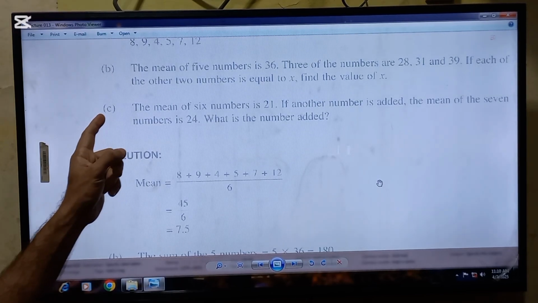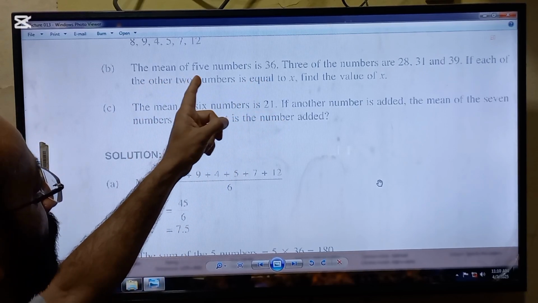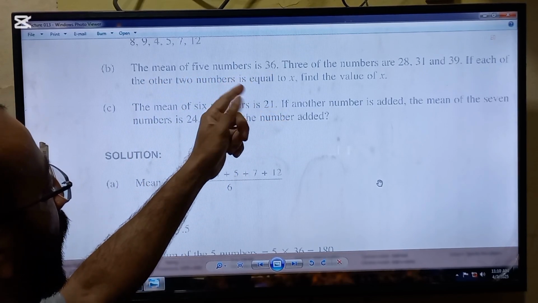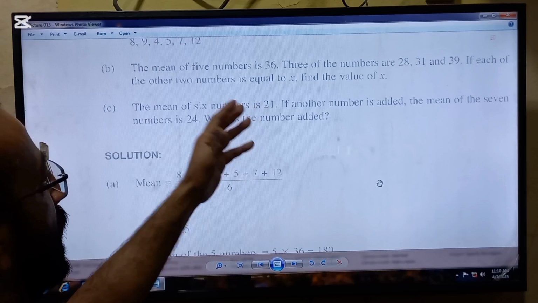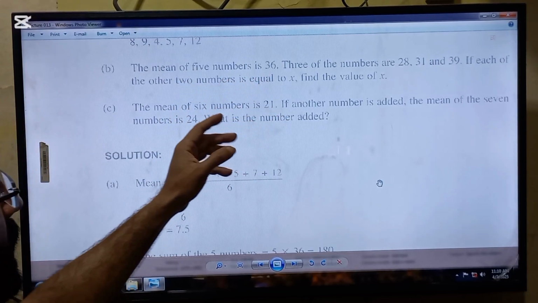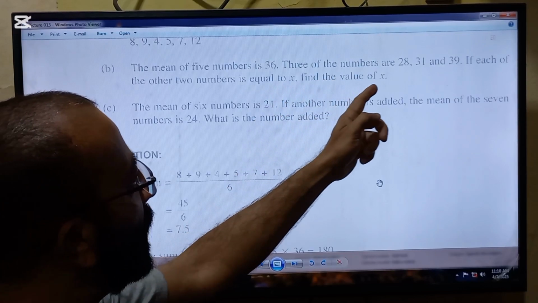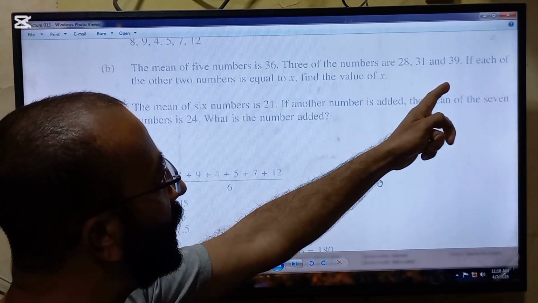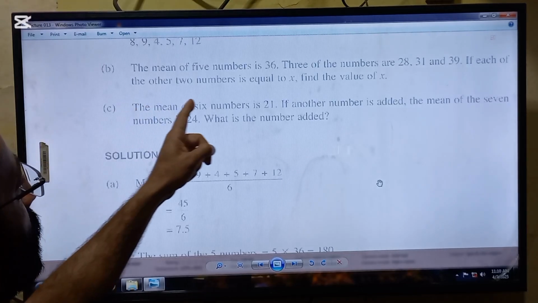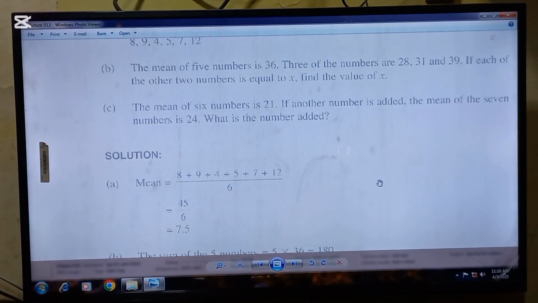B part is the mean of the 5 numbers is 36. So if the mean of the 5 numbers is 36, you can find the sum of the 5 numbers by multiplying 5 by 36. The next statement is 3 of the numbers are 28, 31 and 39. If each of the other 2 numbers is equal to x, find the value of x.